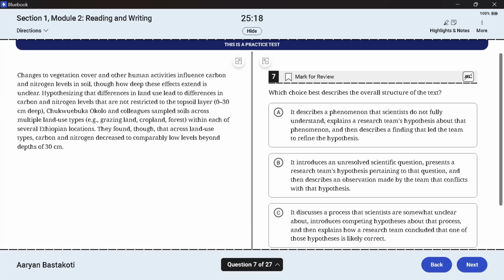Which choice best describes the overall structure of the text? Changes to vegetation, to cover, and other human activities influence carbon and nitrogen levels in the soil. Though how deep these effects extend is unclear.